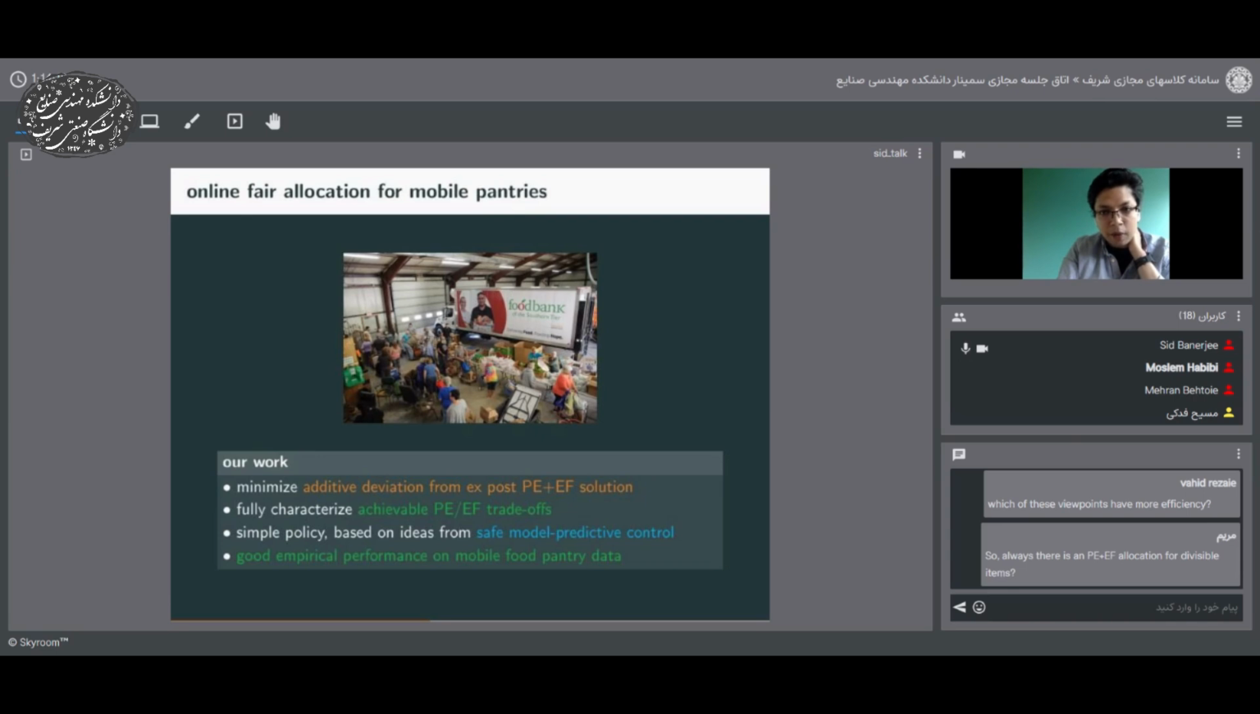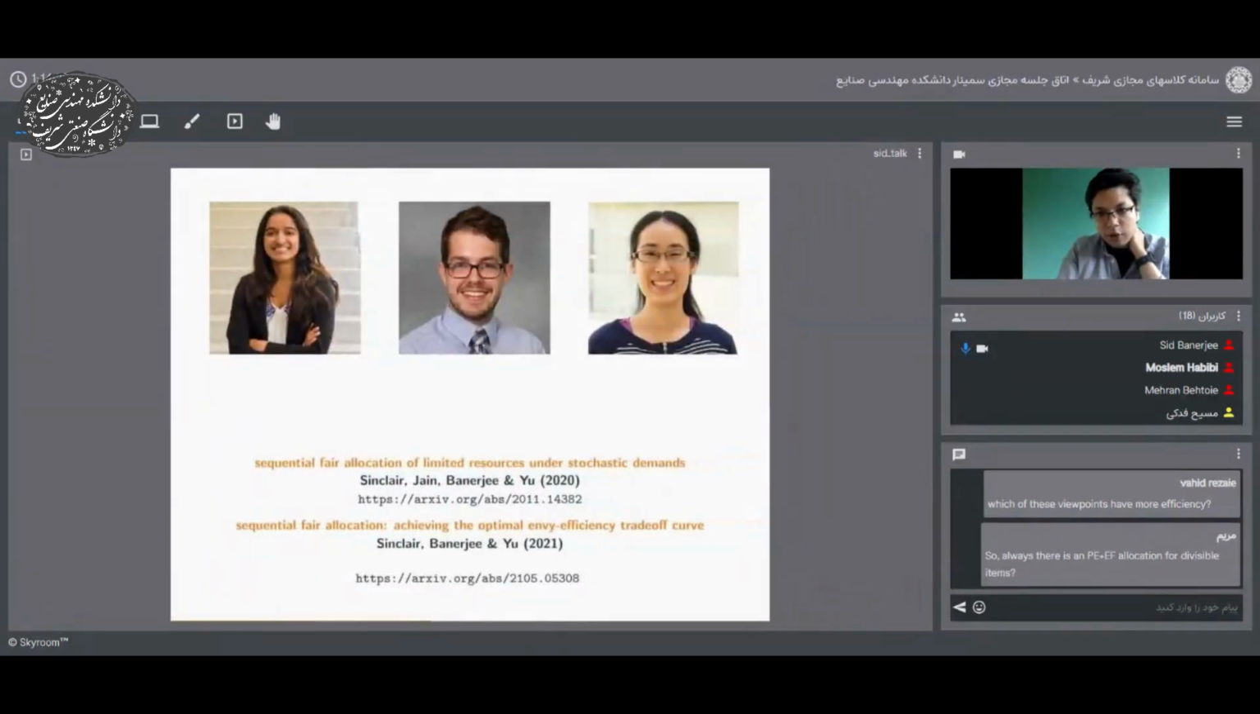This is joint work I did with my colleague Christina Lee, the picture on the right, and our PhD student Sean Sinclair, who's the person in between, and also an undergraduate student Gauri Jain, who was working with us, and she's now starting a PhD at Harvard.